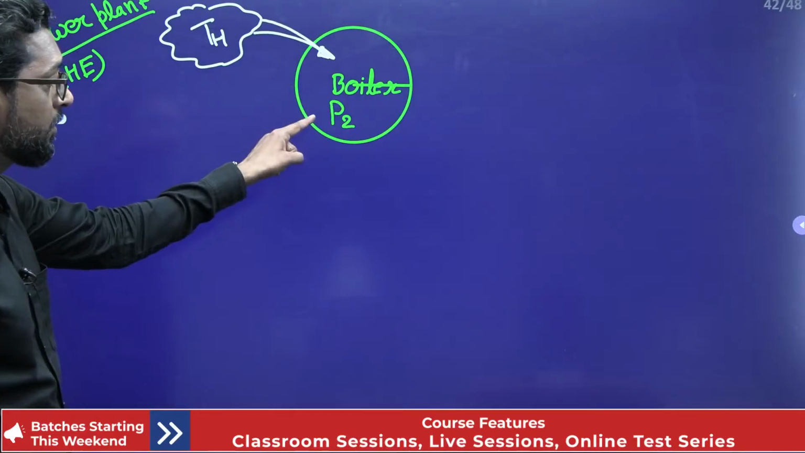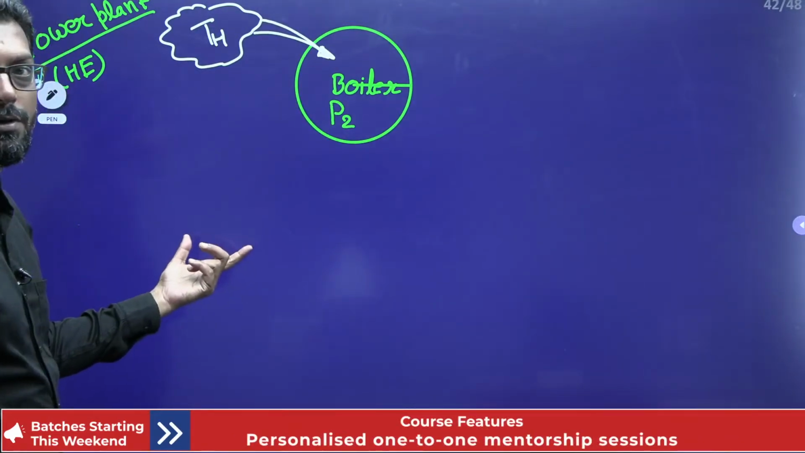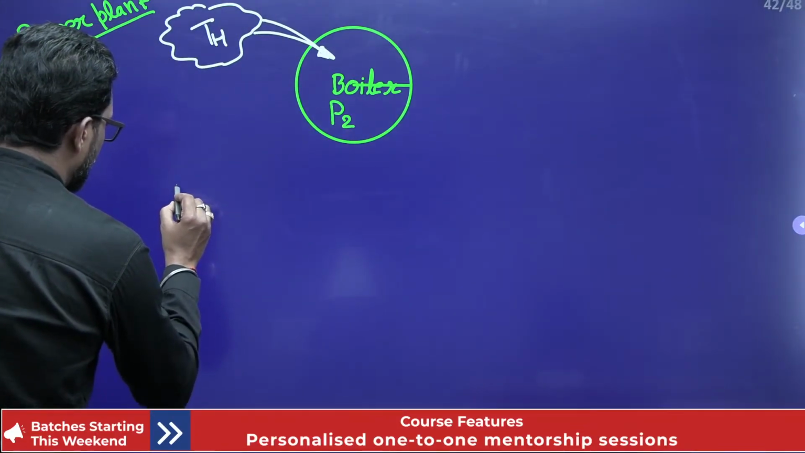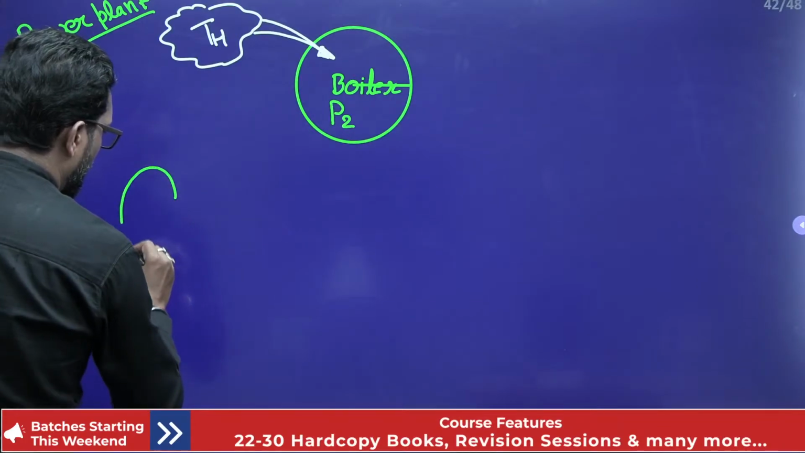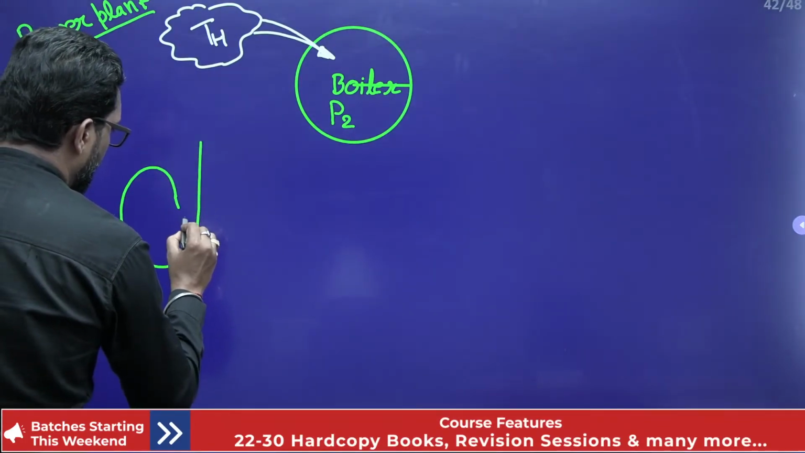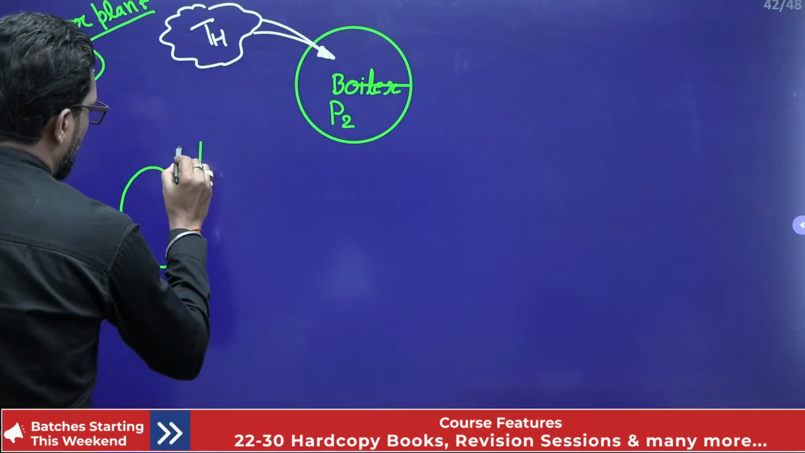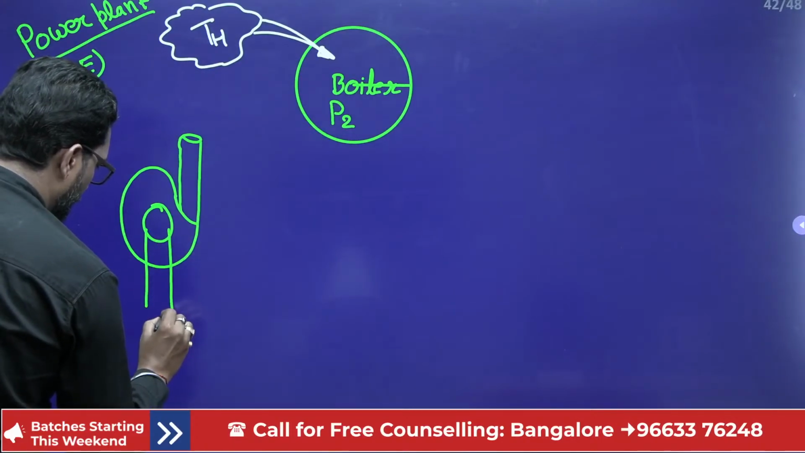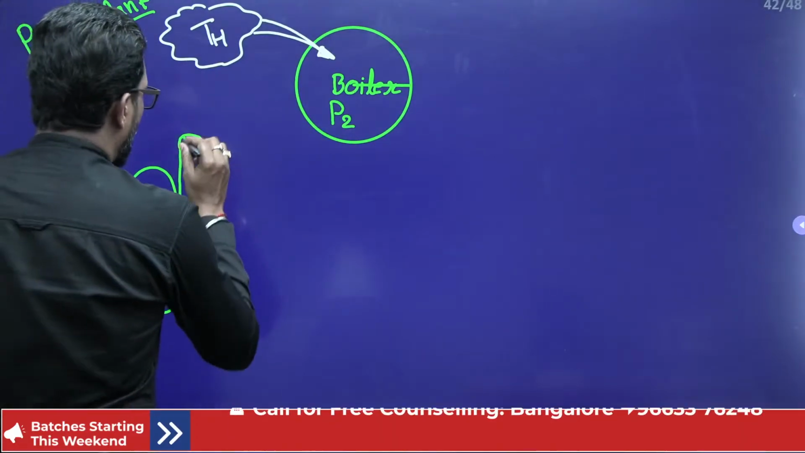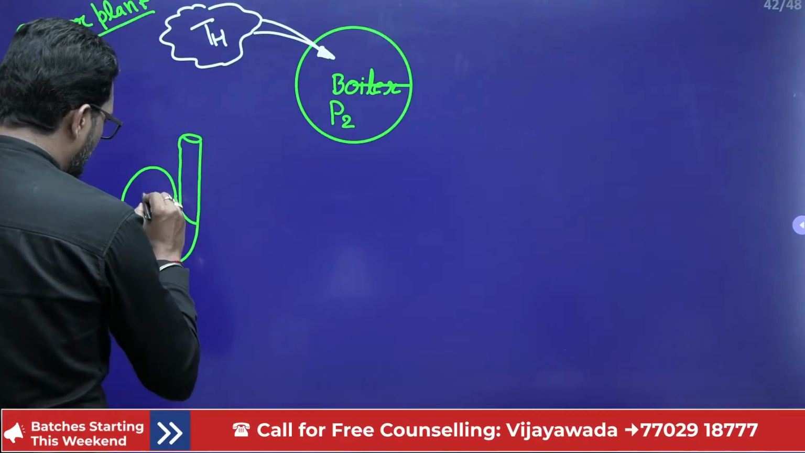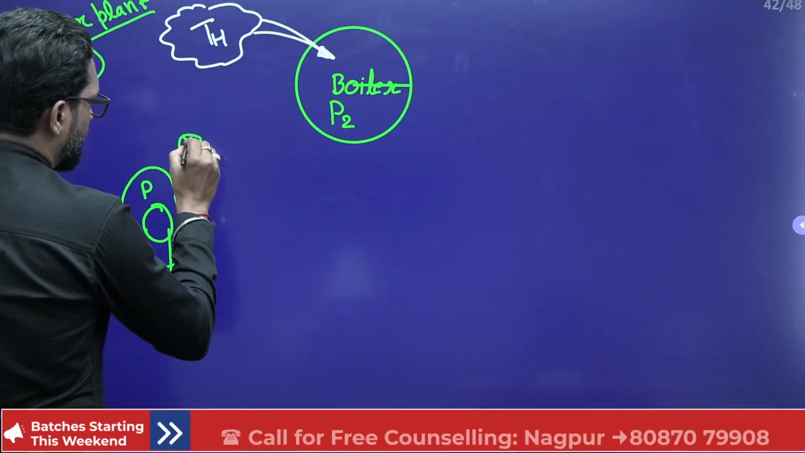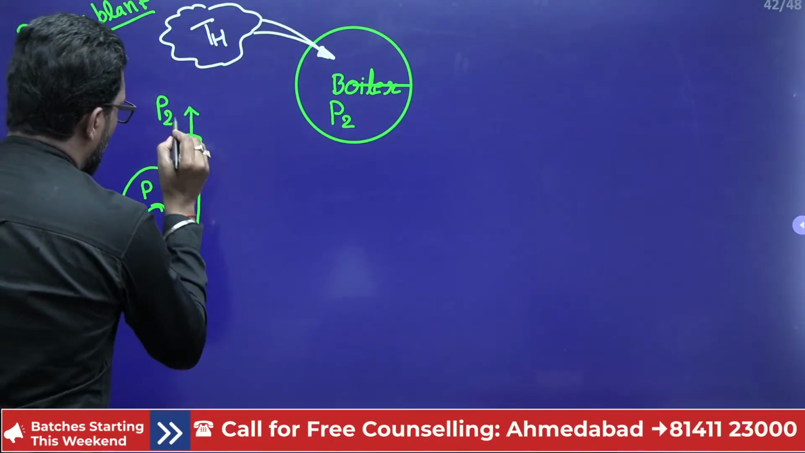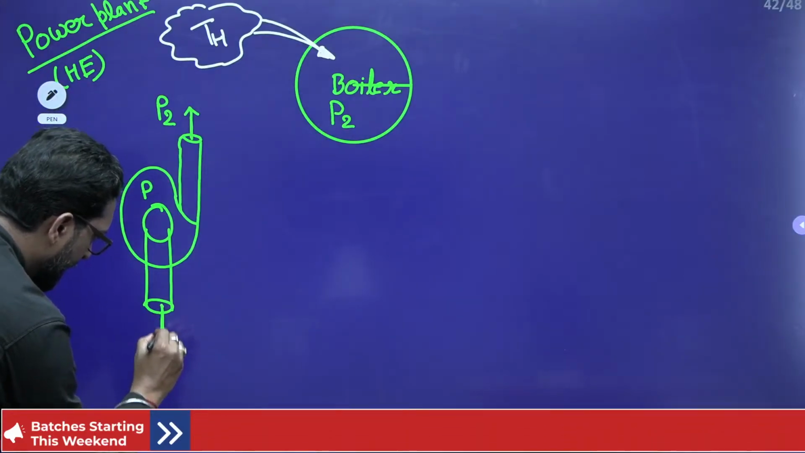So how do we achieve high pressure? Due to the pump. So there must be a pump. So this is your pump. From that pump, this is your P2 pressure, that means discharge. Here it is discharged at the pressure P2, and here the entry is at pressure P1.